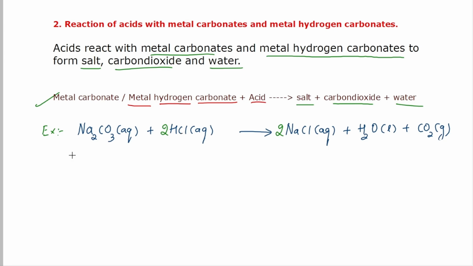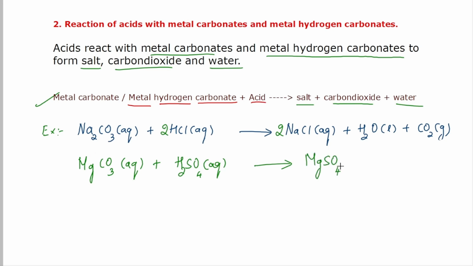Let me take one more example here. That is magnesium carbonate, which is also a metal carbonate. When it reacts with the acid, sulfuric acid, it will form the salt magnesium sulfate. This is the salt formed, and along with the formation of water and carbon dioxide.